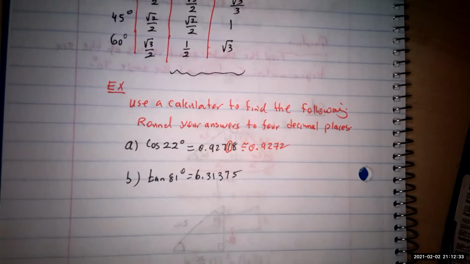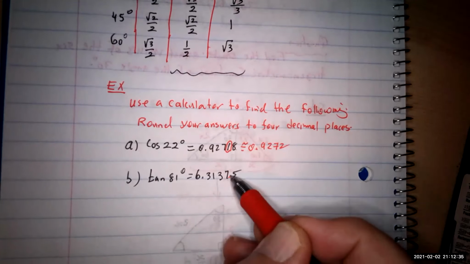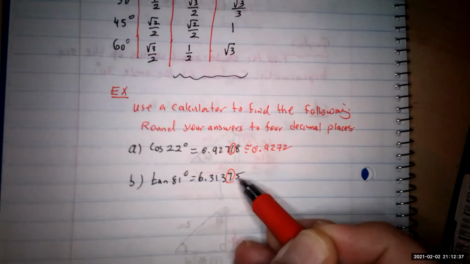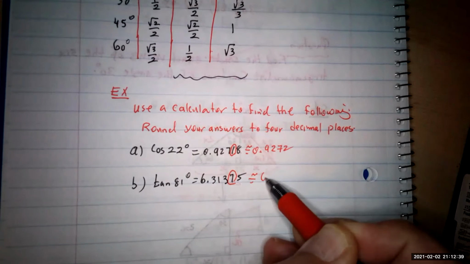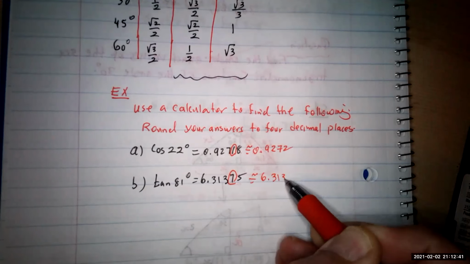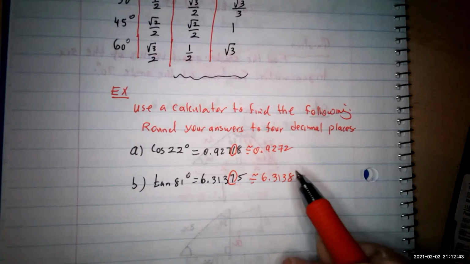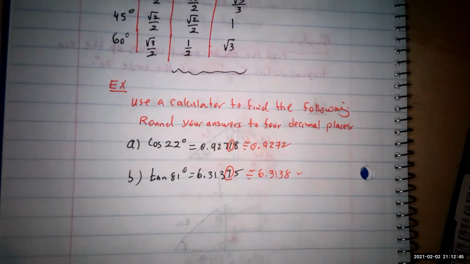So again, 4 decimal places. You know that when it's a 5 or bigger, you add 1. So 6.3138 is going to be the final answer. Just make sure that you know how to find this number.